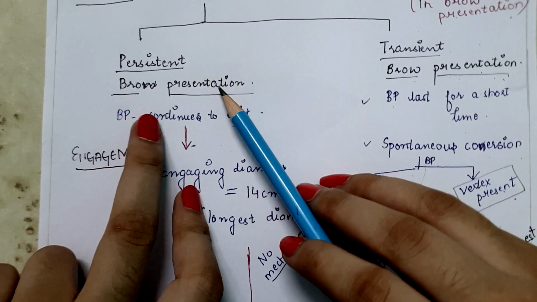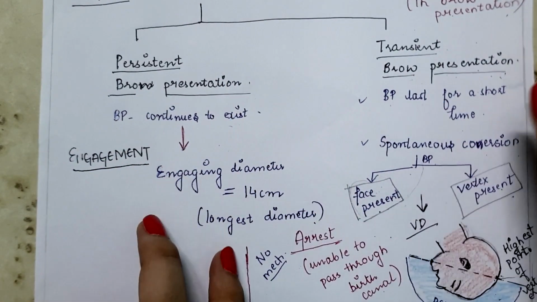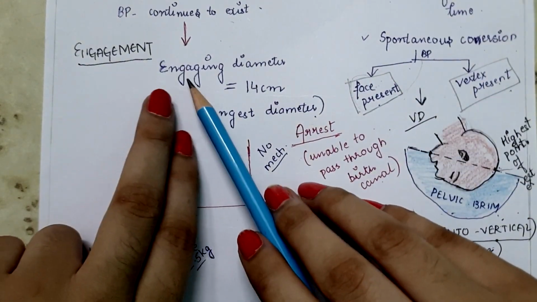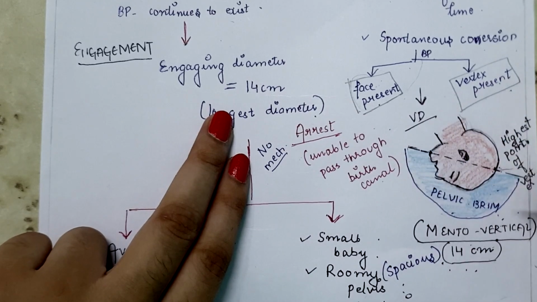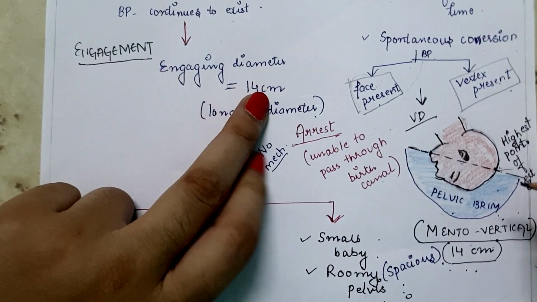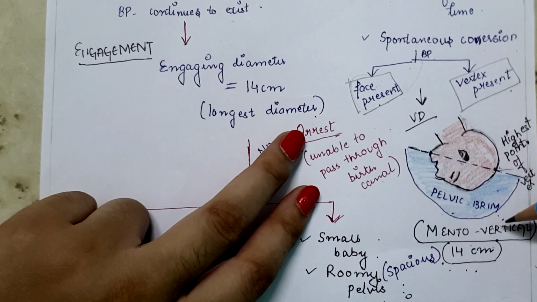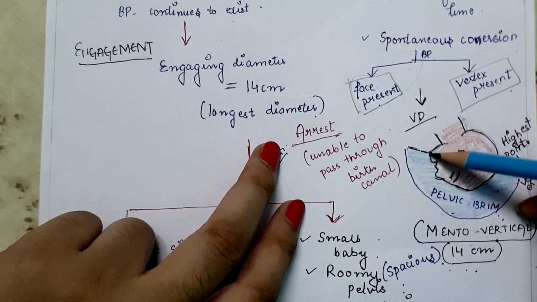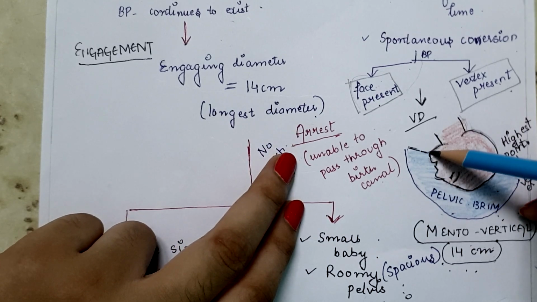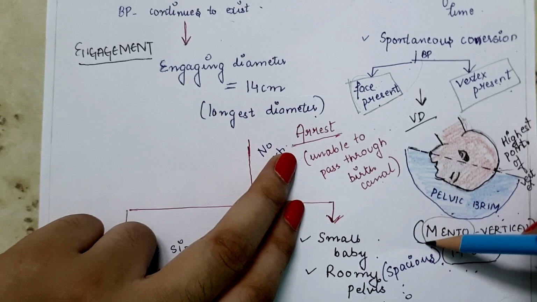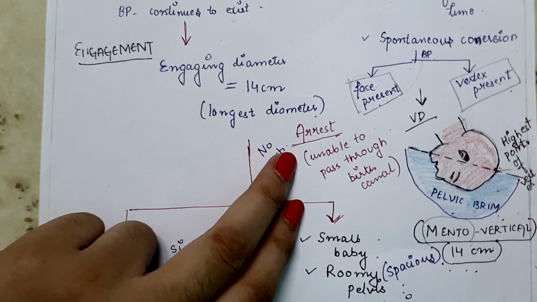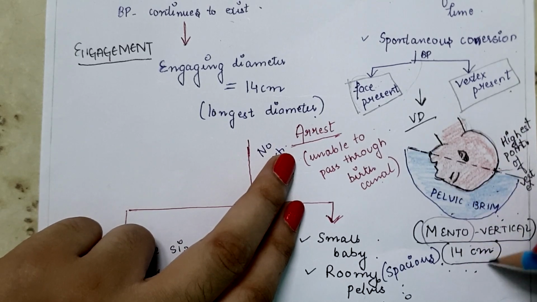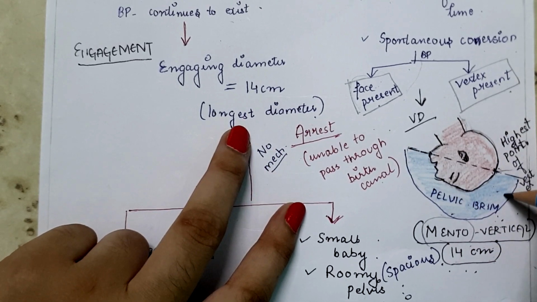In the case of persistent brow presentation, when the brow presentation continues to exist, the first step is engagement. The engaging diameter in this case is the mento-vertical, which is 14 centimeters. The diameter measures from the chin, also known as the mentum, to the highest point of the vertex. That is 14 centimeters. This is the longest diameter.